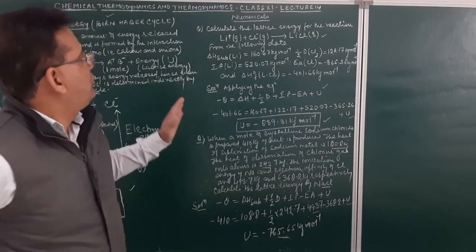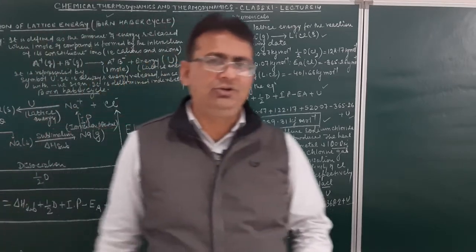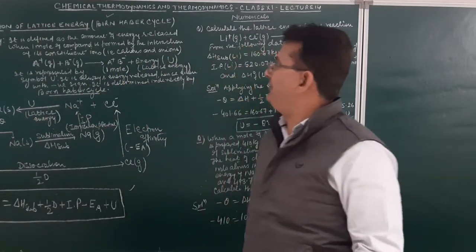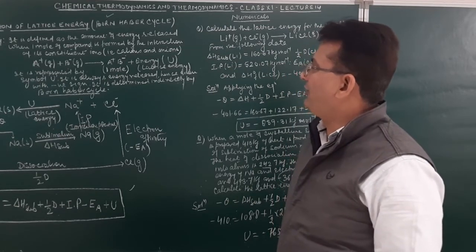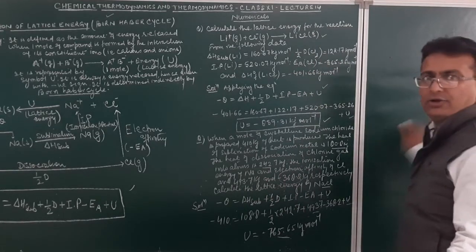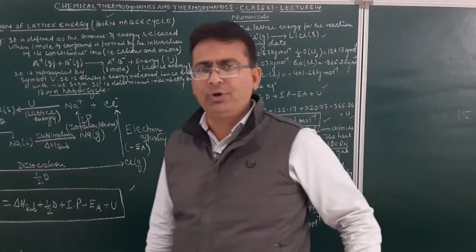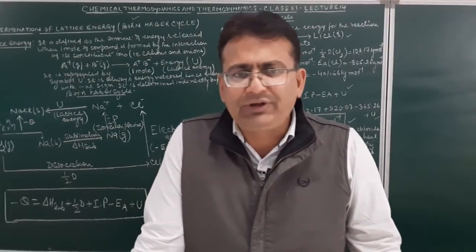So students, you can see how we obtain the lattice energy of a substance. What was the lattice energy? It is defined as the amount of energy released when 1 mole of a compound is formed by the interaction of its constituent ions. I hope this must have been very clear.